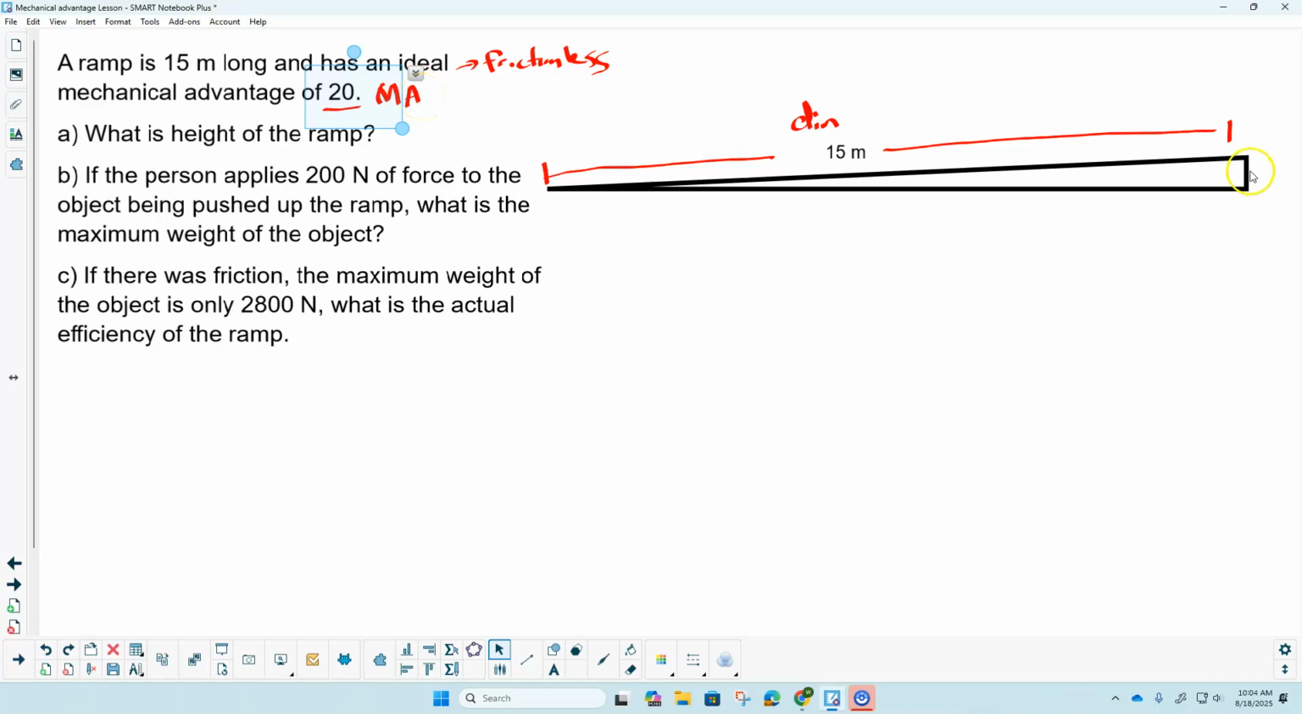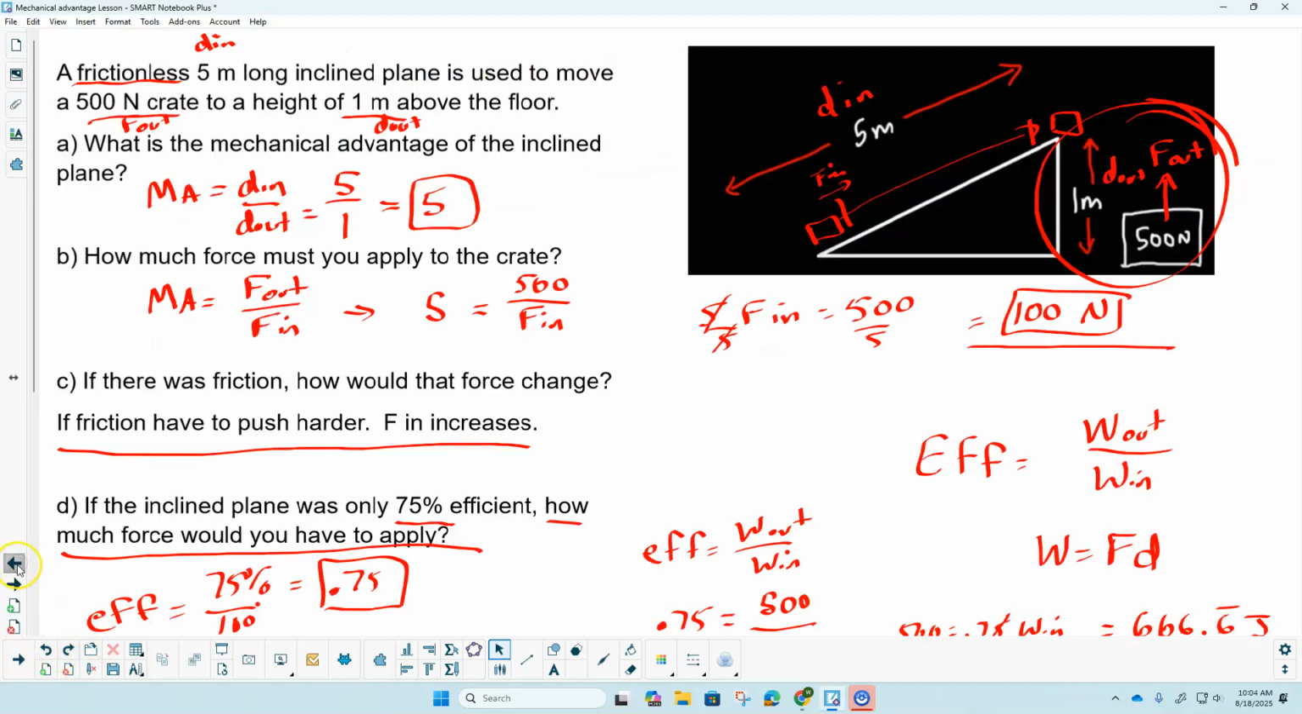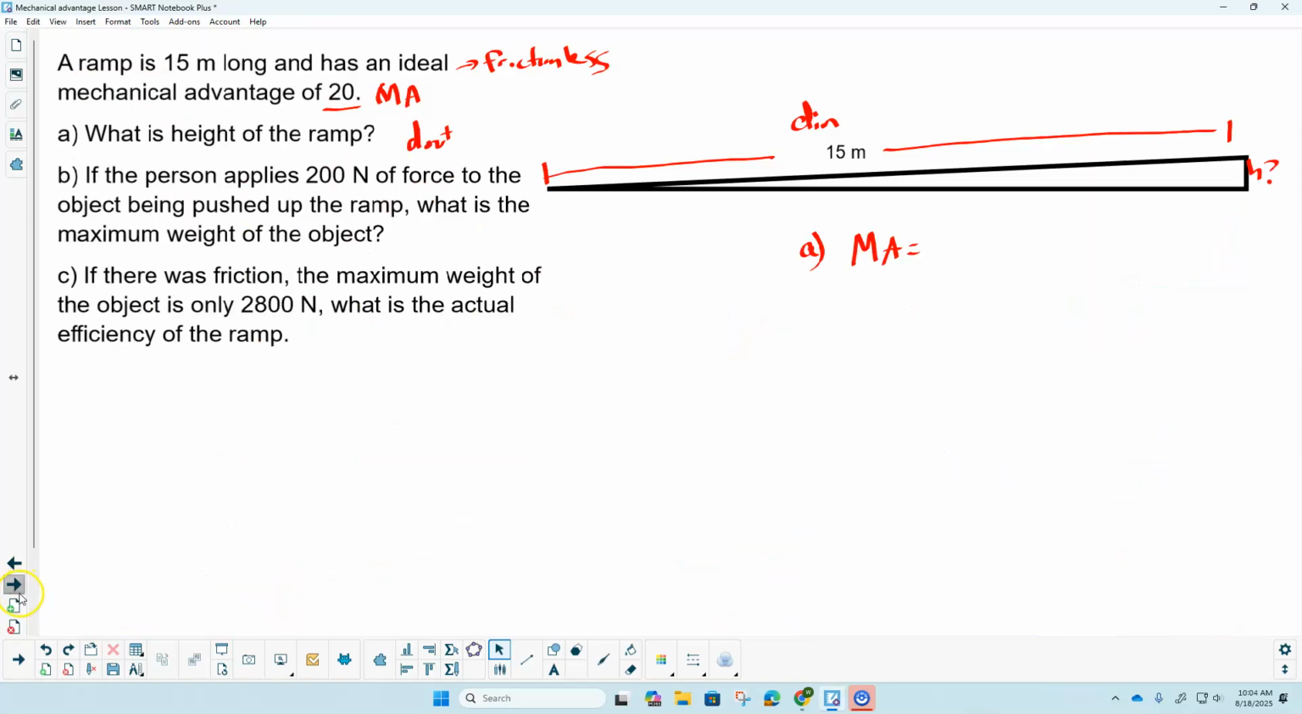All right. The height of the ramp, that's over here. That's the distance out. We're trying to figure out how much we get out. So for part A, this isn't too bad. The mechanical advantage is distance in divided by distance out. Make sure I say this right. Yes, distance in over distance out.